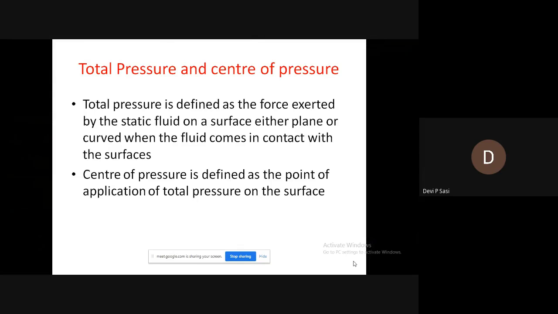Today we can learn about total pressure and center of pressure. Total pressure is defined as a force that is exerted by a static fluid on a surface when the fluid comes in contact with those surfaces, and these surfaces can be either plain or curved.